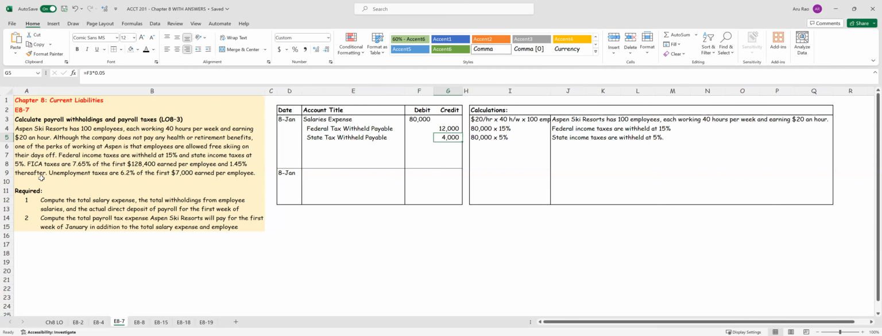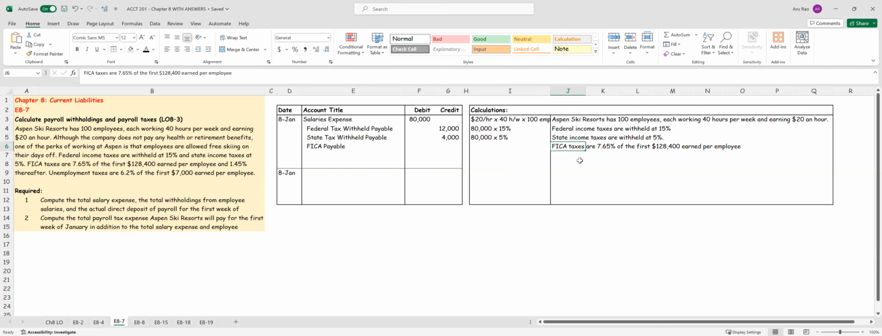The employee also has to pay FICA taxes. FICA taxes is basically the Social Security tax. They have to pay the FICA taxes, and the FICA tax payable is 7.65%. So there are two parts to it, Social Security tax and the Medicare tax.